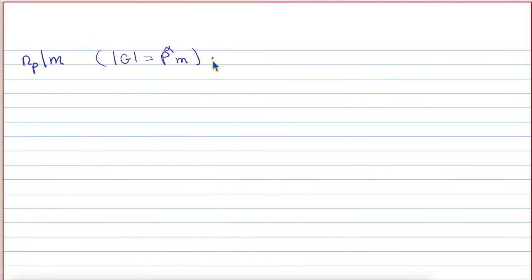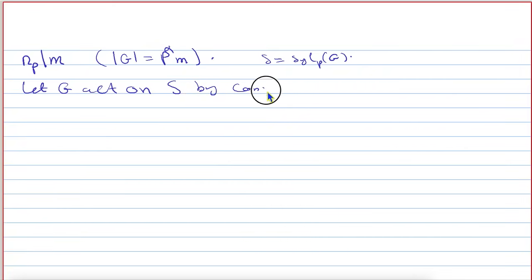Again, we will use group action, but this time we will use the action of G on S. So let G act on S, where S is the set of all Sylow p subgroups in G. So G acts on S by conjugation. And now here is the interesting part.